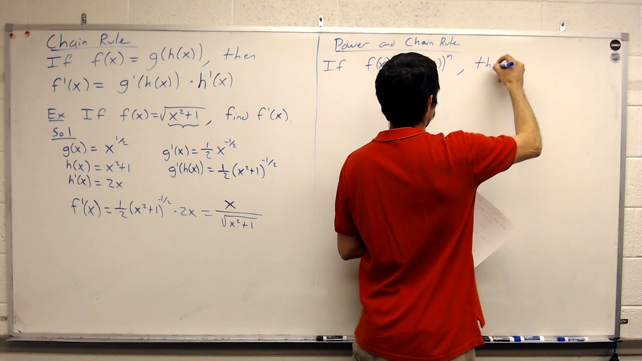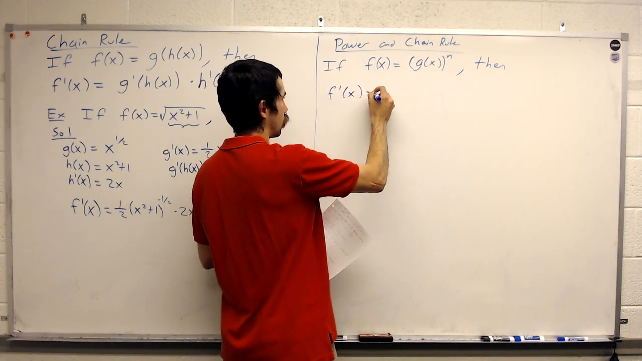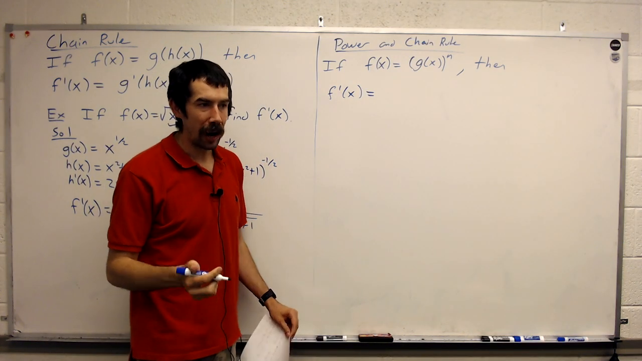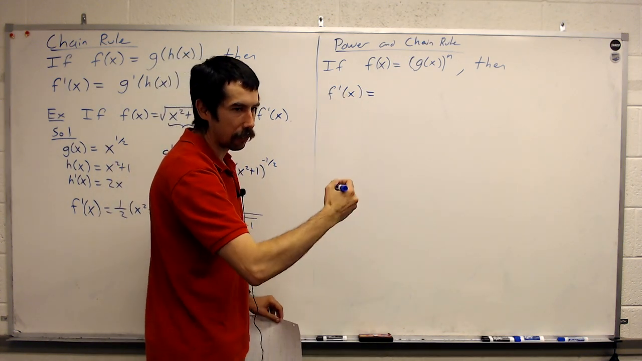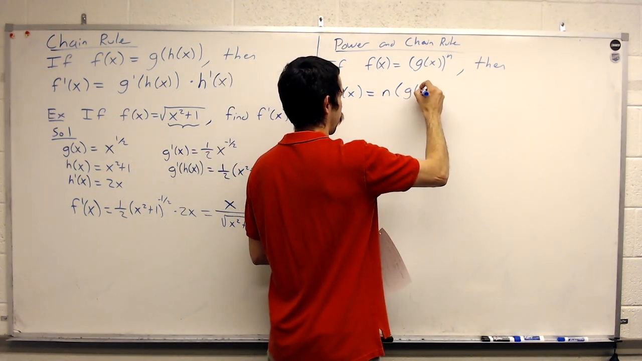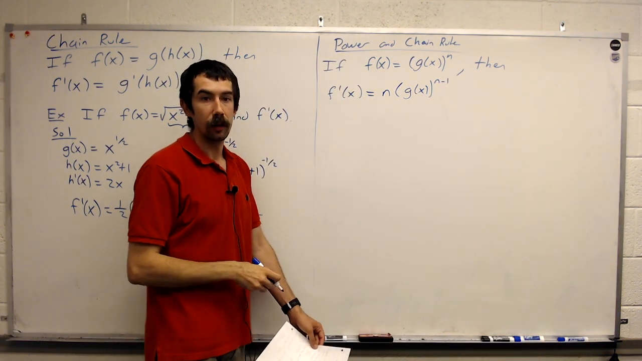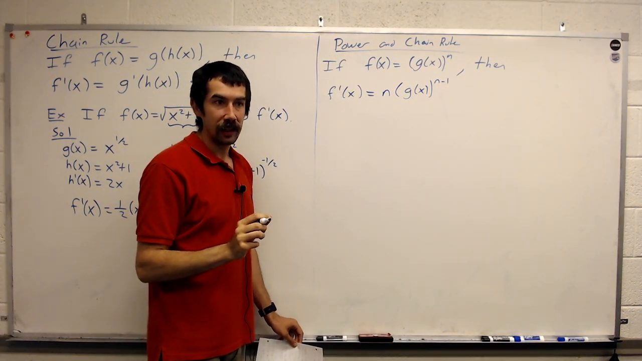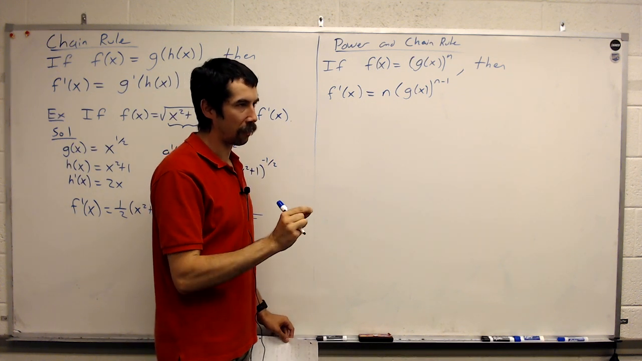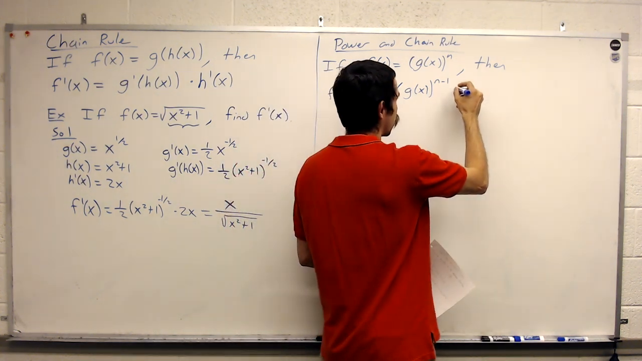then f prime of x. Well, we want to use the power rule and the chain rule. What does the power rule say? It says bring the power in front, subtract 1 from the power. What does the chain rule say? It says, for the love of God, you better remember to multiply by the derivative of the inside function. So let's multiply by the derivative of the inside function.